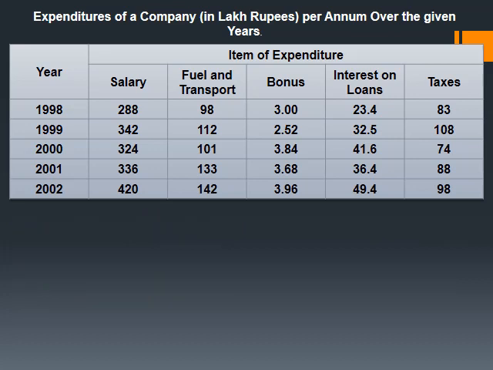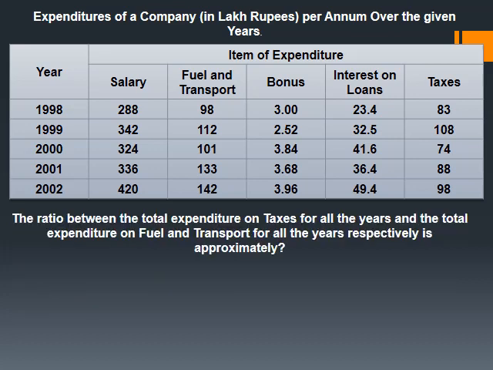We'll see one more question based on the same table. The ratio between the total expenditure on taxes for all the years and the total expenditure on fuel and transport for all the years respectively is approximately what? So this is a ratio, and a ratio between two numbers.